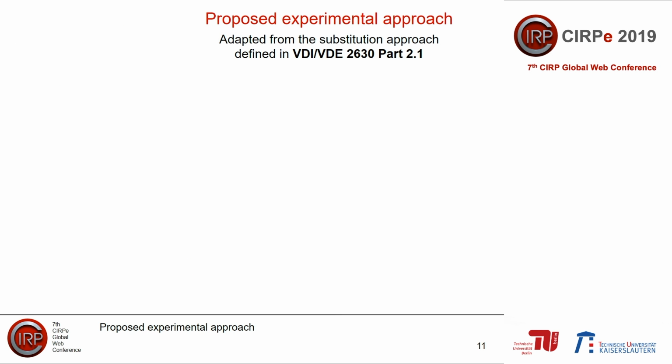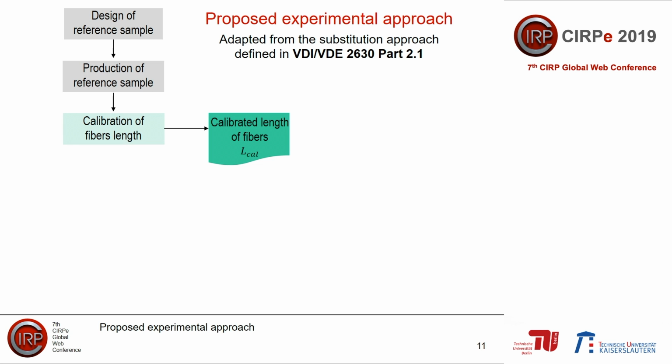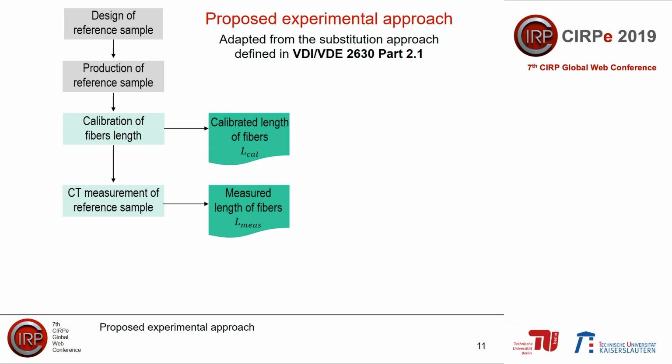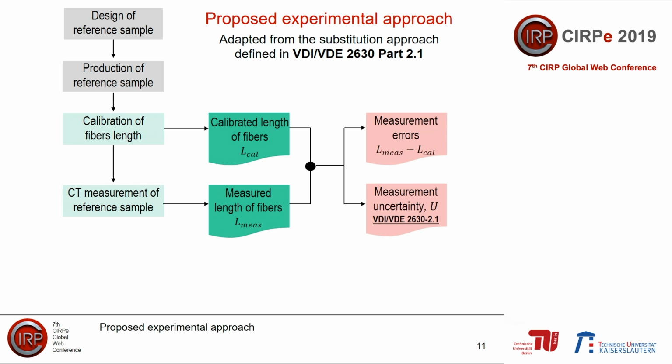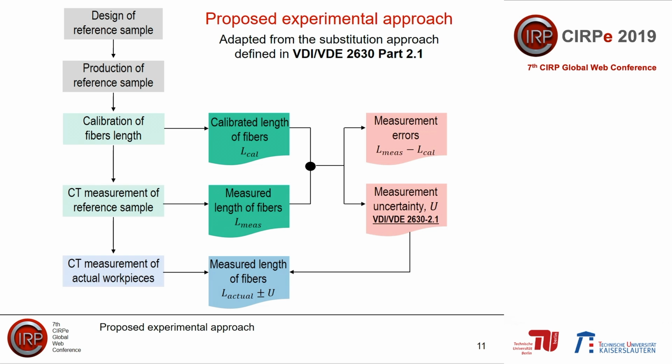In order to implement the substitution approach, overcoming the difficulties related to the calibration task, a reference object was specifically designed and produced to satisfy the similarity with respect to actual FRP components and to allow the calibration of the length of a number of fibers using conventional techniques and with low uncertainty. The reference object was then measured with CT, and the measurement errors and the measurement uncertainty were determined by comparing the CT measured length of fibers with the calibrated values. The determined uncertainty can be associated to the fiber length measured on actual FRP workpieces.